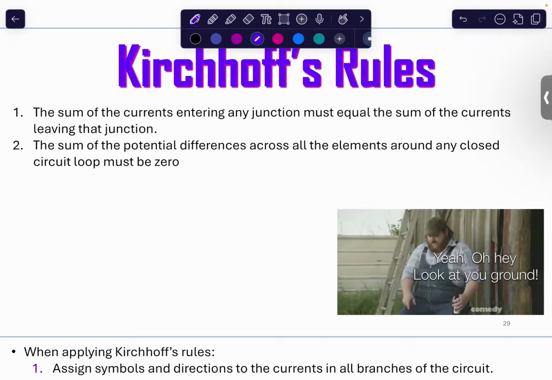Kirchhoff's rules. The 2 main rules you're going to be looking at: the sum of the currents entering any junction must equal the sum of the currents leaving that junction. Does that make sense? Yeah, so it's conservation of current. Anything vocabulary based would be a good quiz question. I don't know, it's on the syllabus.